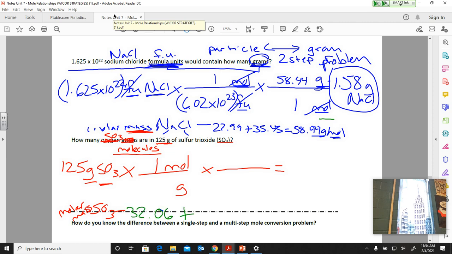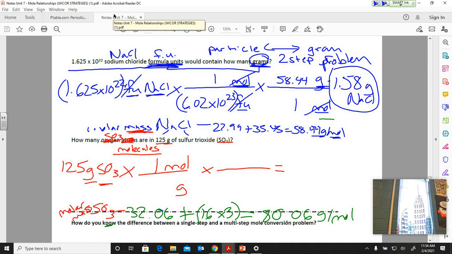32.06 plus 16. But remember, there's 3 of them, so it's really times 3. Like that. Okay, and then I'm going to add them up. So I have my calculator, 32.06 plus parentheses 16 times 3, close my parentheses. And I get the molar mass to be 80.06 grams per mole. That's the molar mass of sulfur trioxide, or SO3.